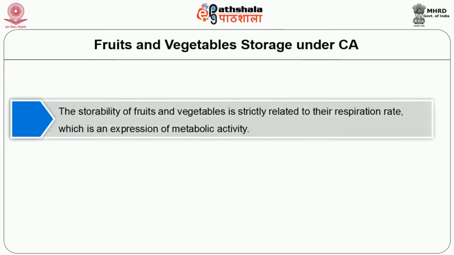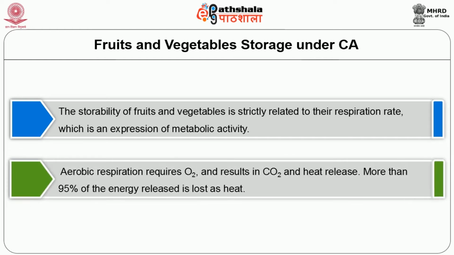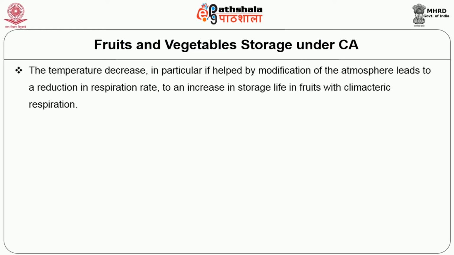Fruits and vegetable storage under CA. The storability of fruits and vegetables is strictly related to their respiration rate, which is an expression of metabolic activity. Aerobic respiration requires oxygen and results in carbon dioxide and heat release. More than 95% of the energy released is lost as heat. The temperature decrease, in particular if helped by modification of the atmosphere, leads to a reduction in respiration rate and therefore to an increase in storage life in fruits with climacteric respiration.